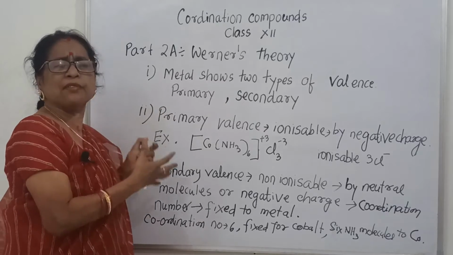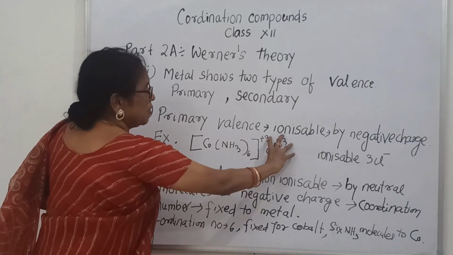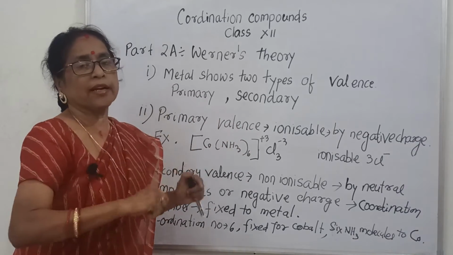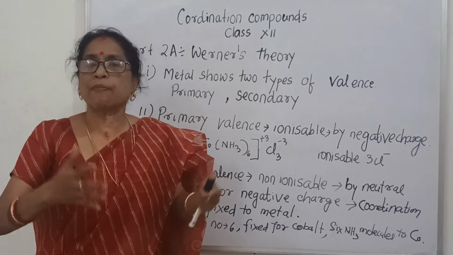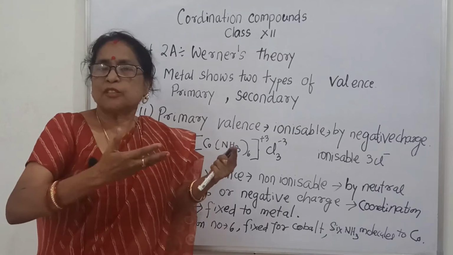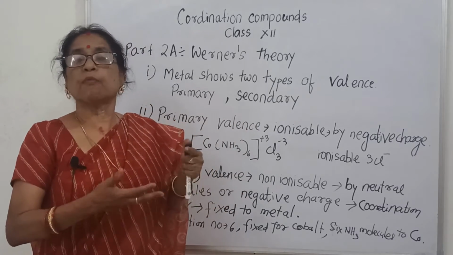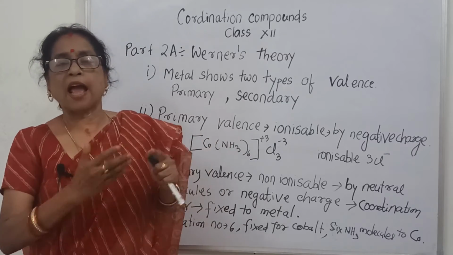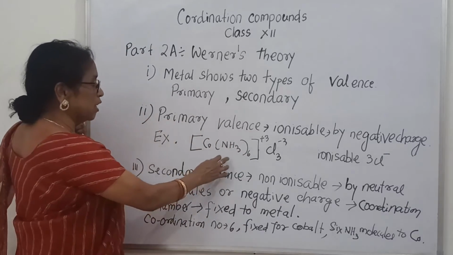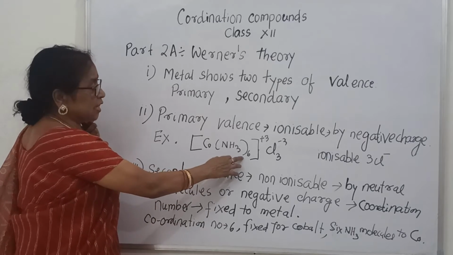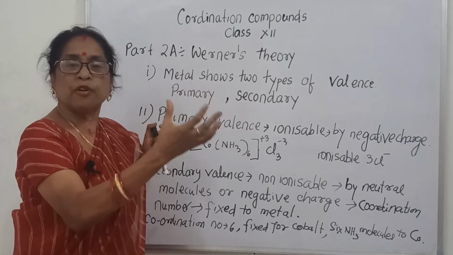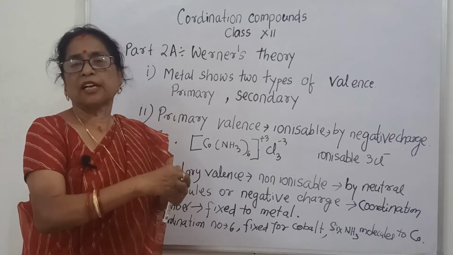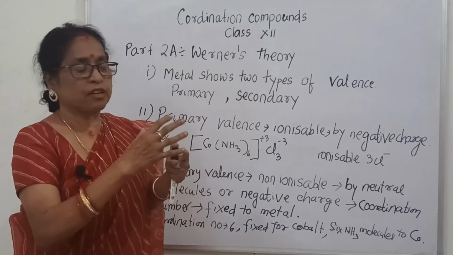Second, what is meant by secondary valency? This is called primary valency, and this is called secondary valency. Inside the square bracket you should count what particles are present. They may be neutral, or a negative charge, or maybe a mixture of anion and neutral molecule. You will count the number. What is the number here? 6 molecules of ammonia. Ammonia is a neutral molecule. All things will be clear in the nomenclature of coordination compounds.